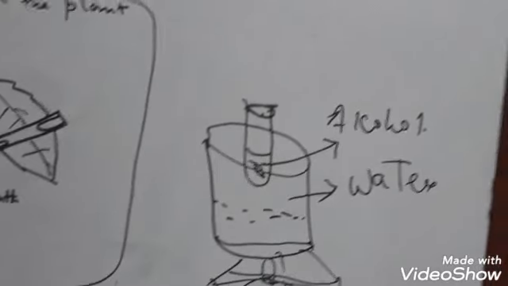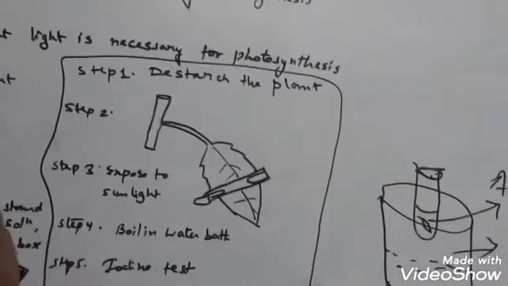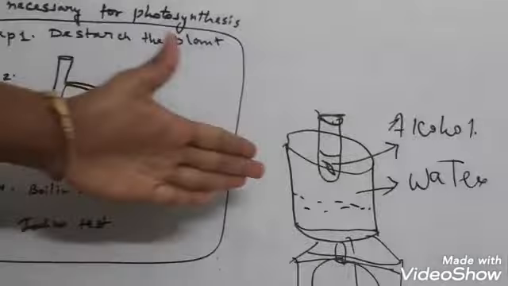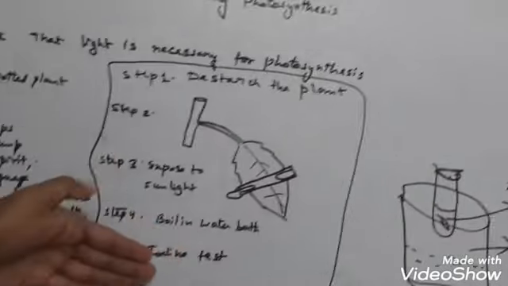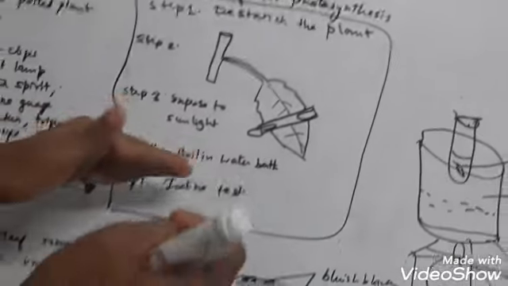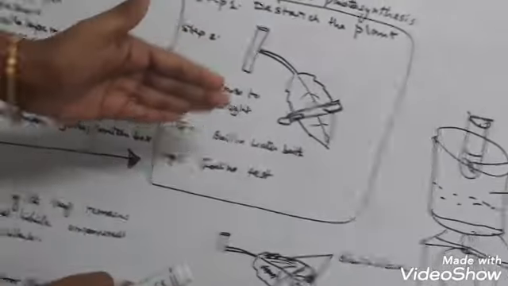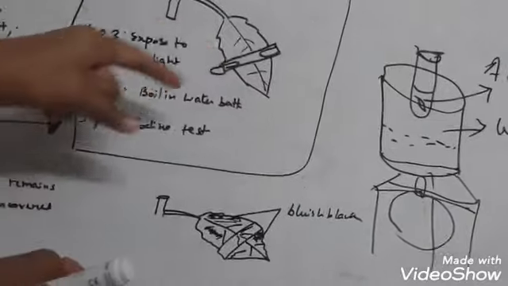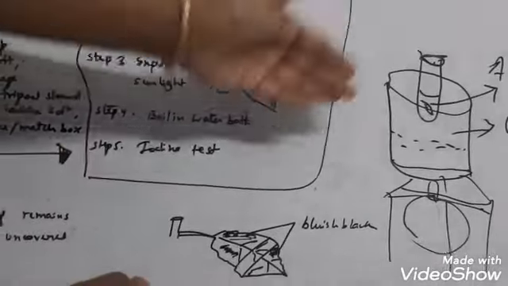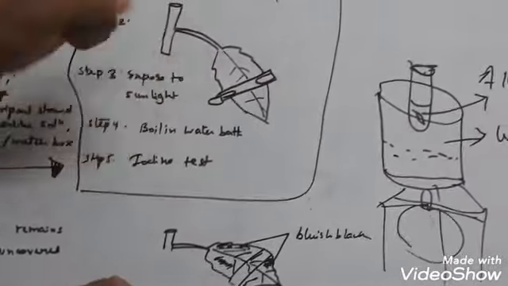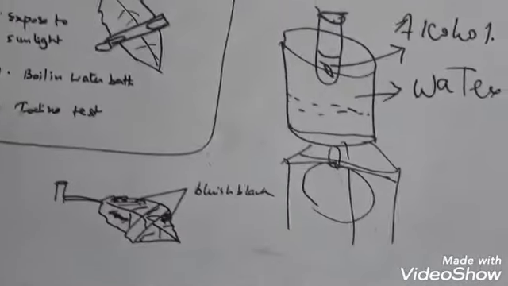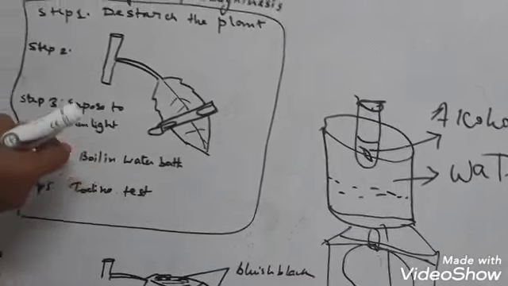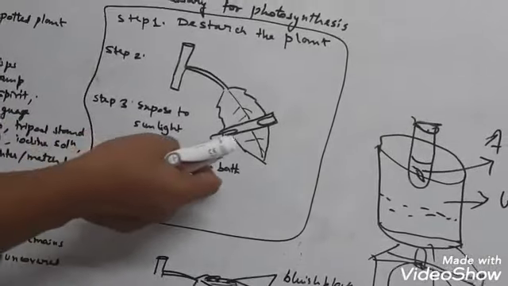Because you see, the green color in the leaf is a dark color, and the dark green color will mask the effect of the blue-black color of the iodine test. So in order to make the test visible properly, we will bleach the leaf. Bleaching means removing the chlorophyll from the leaf so that the blue-black color of the iodine test becomes visible. Understood? So this is about bleaching. So what we are doing? We are boiling in the water bath.